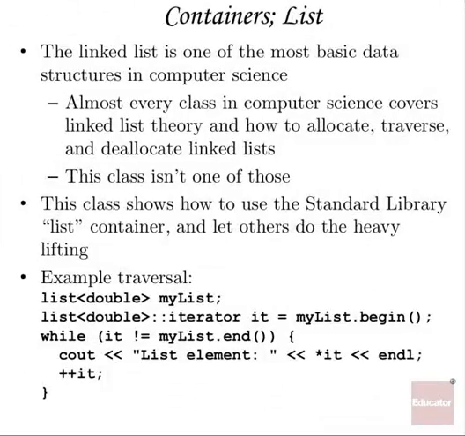And we'll look at the linked list as another type of container. Linked list is one of the most basic data structures that's covered in a computer science class. Almost every computer class in the world covers the theory of linked lists. This class is not one of those. We figure you know what a linked list is and how to use it. This class shows how to use the standard library list container. And we'll let others do the heavy lifting.